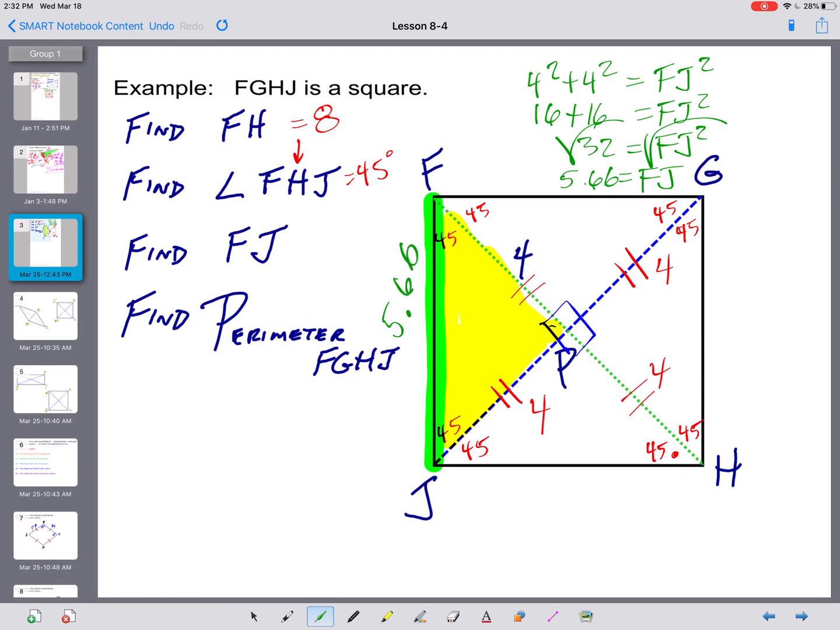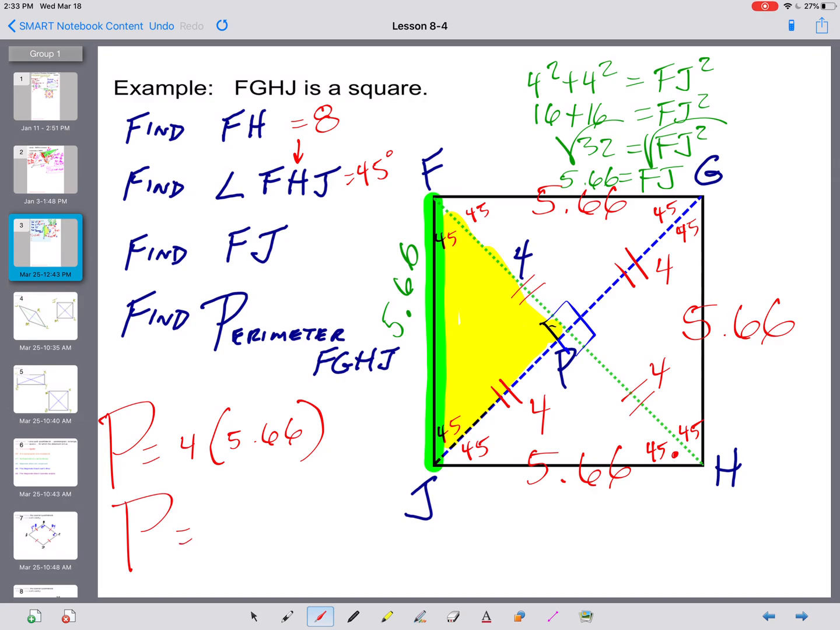5.66 here. What's nice about a square? All the sides are the same. 5.66 here, 5.66 here, 5.66 here. Perimeter, here we go, 4 times 5.66. Our perimeter of our square, there it is, 22.62. And that's our lesson for lesson 8-4. Have a good one.